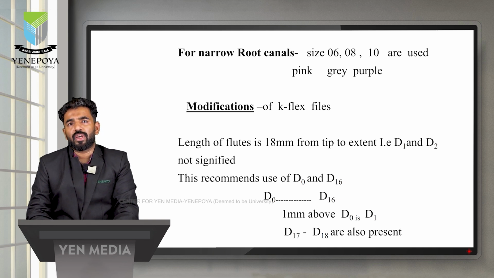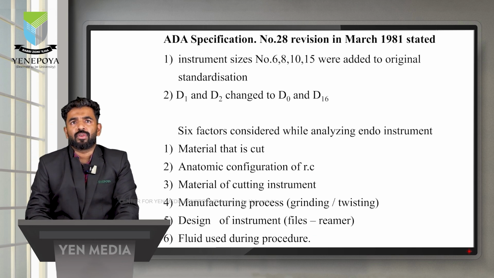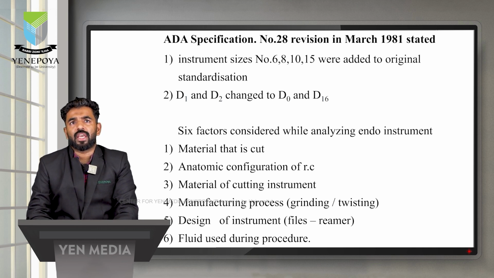The modifications of K files are K flex files. The length of the flutes is 18 mm from the tip; D1 and D2 are not significant, so this recommends the use of D0 and D16. ADA specification number 28 revision in March 1981 stated that instrument sizes 6, 8, 10 and 15 were added to the original standardization, and D1 and D2 changed to D0 and D16.